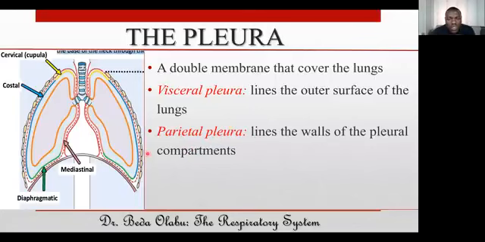This one lines the walls of the pleural compartments, or let me say it lines the walls, the inner side of the chest cavity. We give parietal pleura different names depending on the actual wall of the pleural compartment it's lining. For example, the parietal pleura that is lining the inner side of the ribs, this one, the blue one, is known as costal pleura.